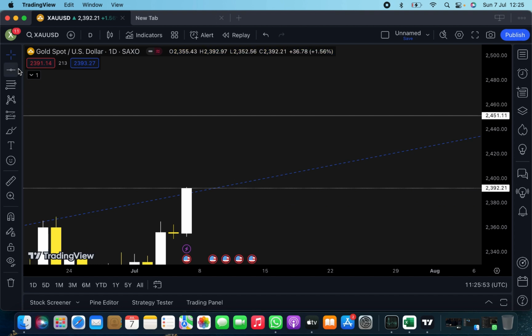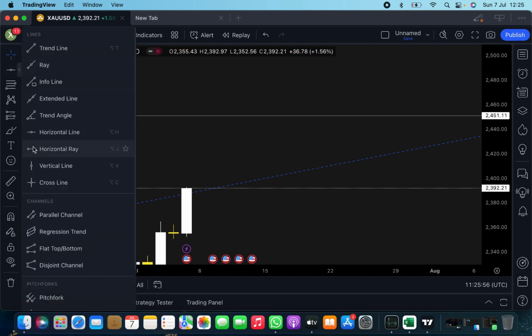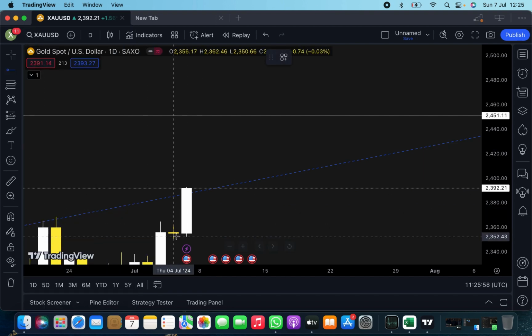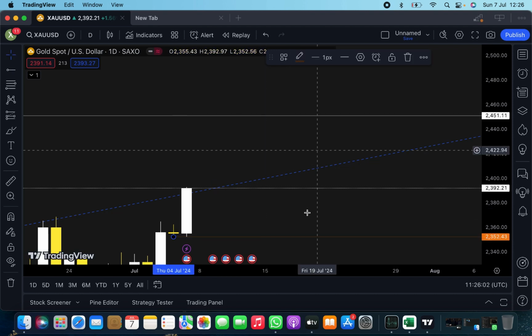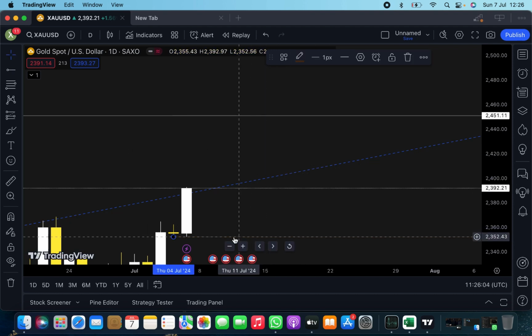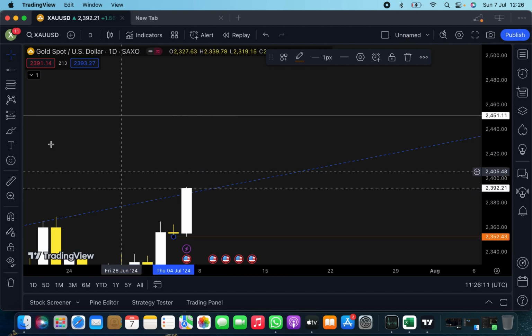So what I do is I get these lines here. These are the most important points. This is what I'll do. This will be my selling point. I will only sell gold if price is below this orange line. If it's not, I'm not selling.